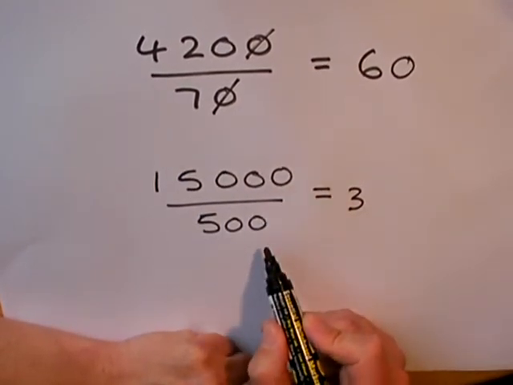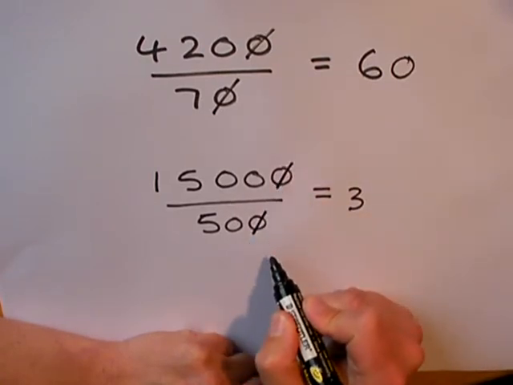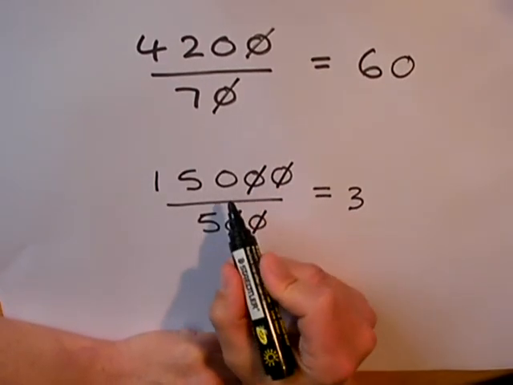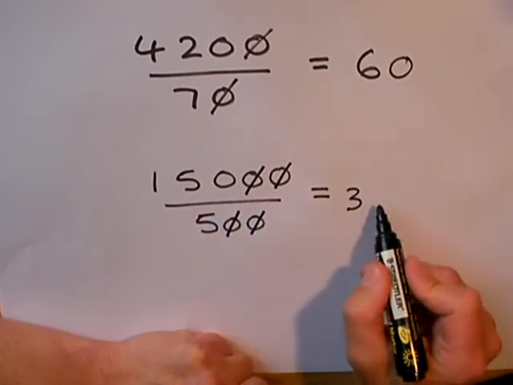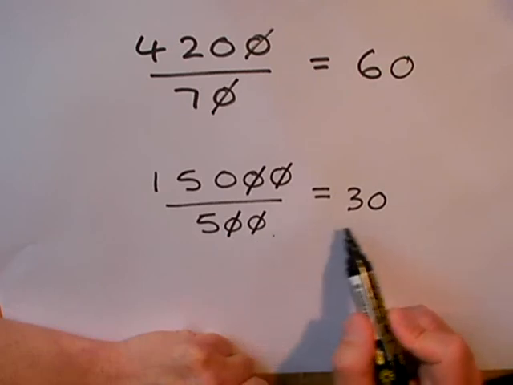So I'm actually going to cancel some of these zeros. The top and the bottom cancel, one at the top, one at the bottom, another one at the top, another one at the bottom, and that leaves me with just 1 zero left. 15,000 divided by 500 is 30.